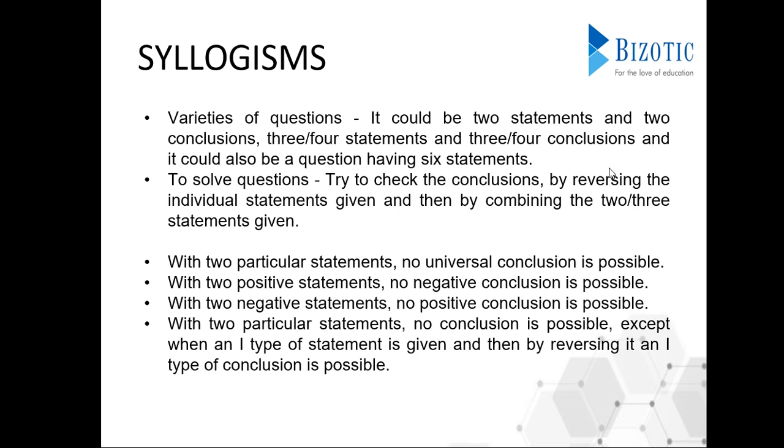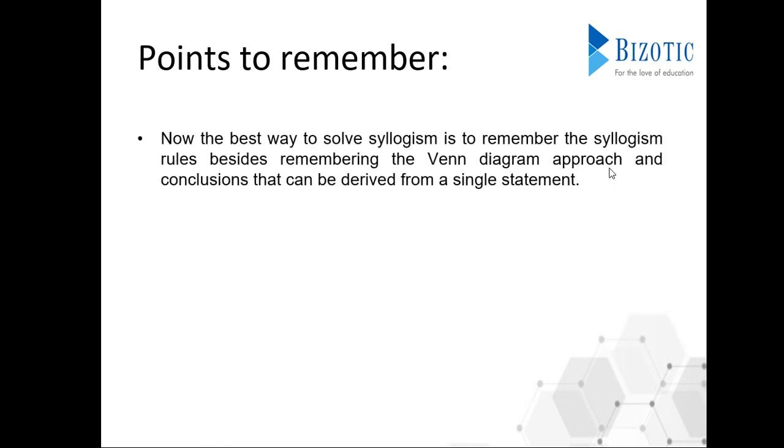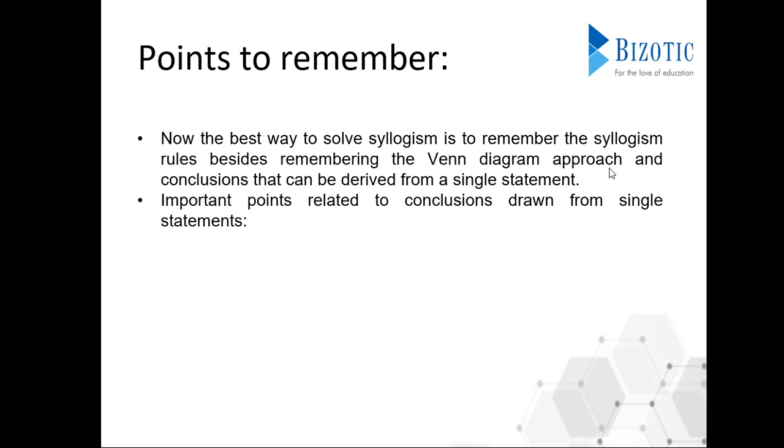And I type is particular positive, and then by reversing it, an I type of conclusion is possible. Now, there are certain points to be remembered. The best way to solve syllogism is to remember the syllogism rules, besides remembering the Venn diagram approach and the conclusion that can be derived from one single statement. Important points related to conclusions.